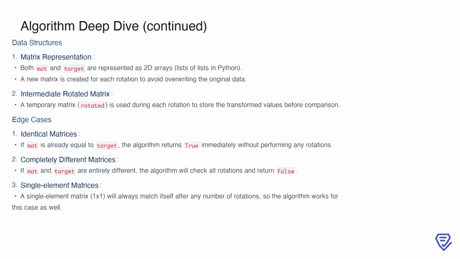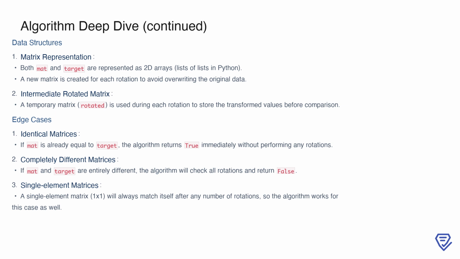From a data structure perspective, the algorithm relies on representing mat and target as 2D arrays, or lists of lists in Python. For each rotation, a new intermediate matrix is created to store the transformed values. This ensures that the original mat remains intact and can be used for subsequent rotations. Edge cases are also worth considering. For instance, if mat and target are already identical, the algorithm returns true immediately without performing any rotations. On the other hand, if the matrices are completely different, all 4 rotations will be checked before returning false. Single-element matrices, such as a 1x1 matrix, are another edge case.